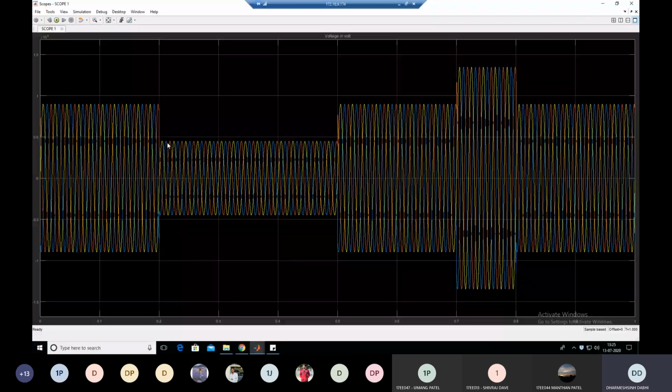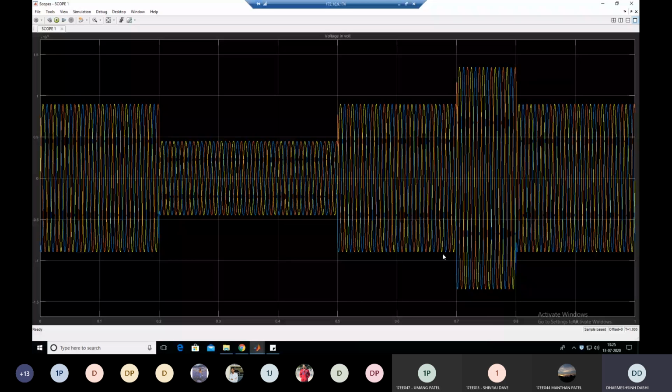Clear, all of you? Before 0.2 second, or you can say between 0 to 0.2 second, the voltage is 1 per unit, or you can say it is the rated voltage. Same way, after 0.5 to 0.7 second, again the voltage remains normal, 1 per unit.